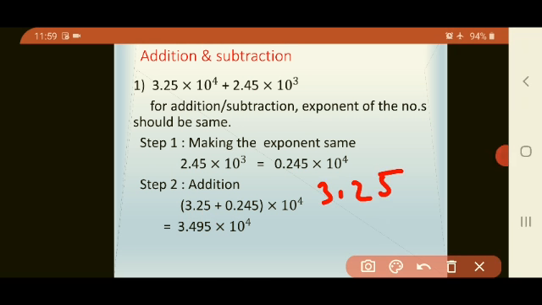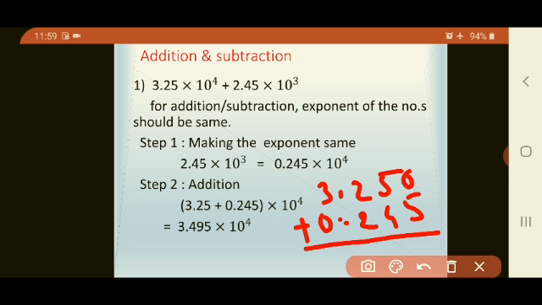3.25 plus 0.245. When we are adding these numbers, remember the decimal point should be taken one below the other. Then nothing is there, means 0. So 0 plus 5 is 5, 5 plus 4 is 9, 2 plus 2 is 4, then 3 plus 0 is 3. So the final answer is 3.495 into 10 to the power 4.